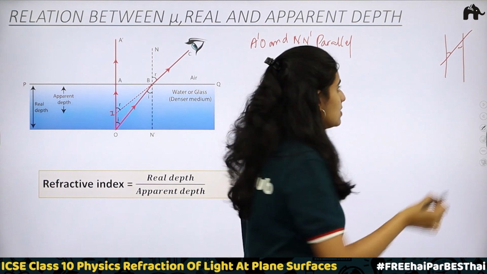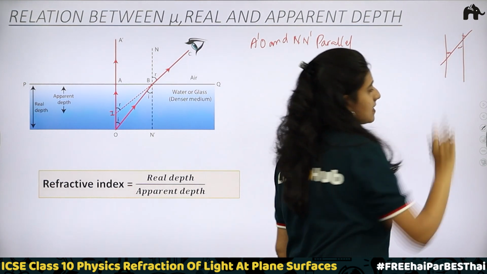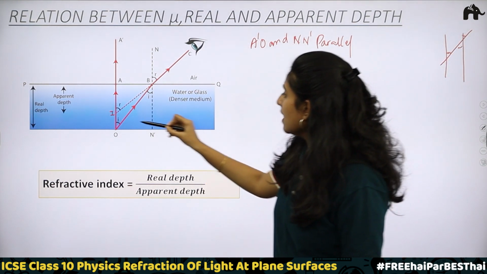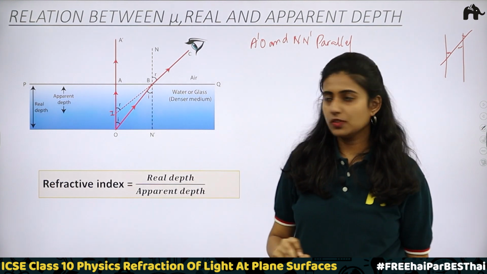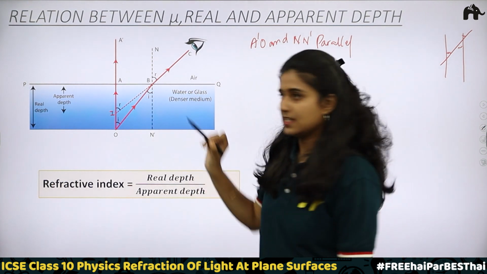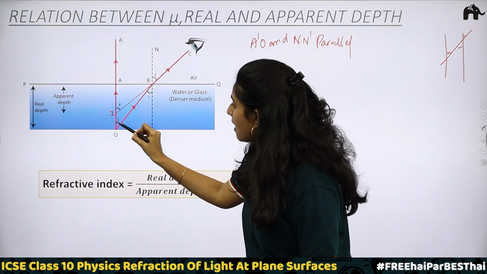Then corresponding angles will be equal. Here we have corresponding angles. Now take this case. Here we have the angle of incidence. Okay, so this is your angle of incidence. Here we have marked I.